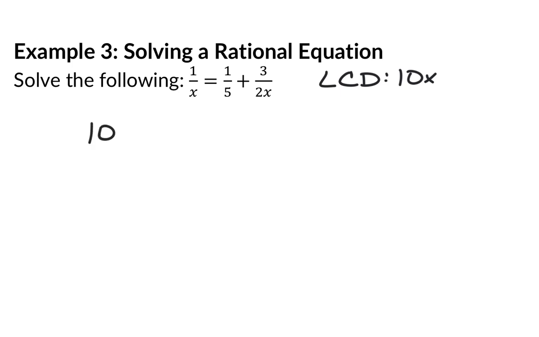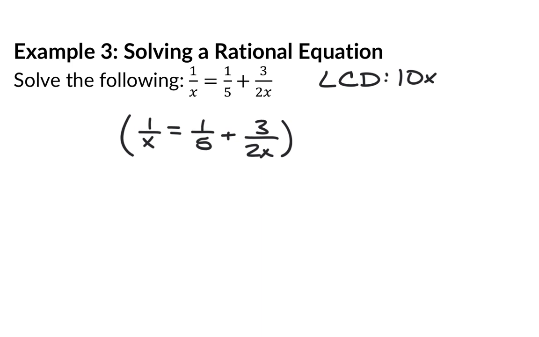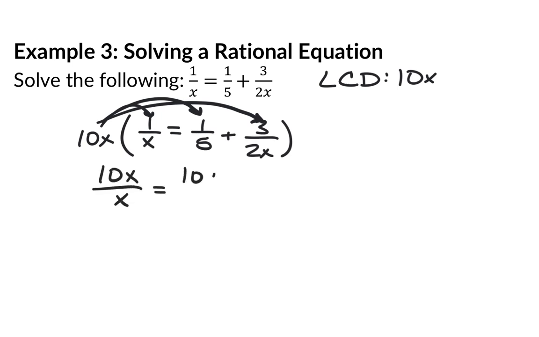And again, this is the part that looks kind of funky because it feels like you've never been allowed to do this, multiplying across an equal sign, and you really haven't until you're doing something like this, multiplying by the scalar, 10x. But when we distribute this to all three terms, here's what it turns into. This becomes 10x over x, 10x over 5, 30x over 2x.